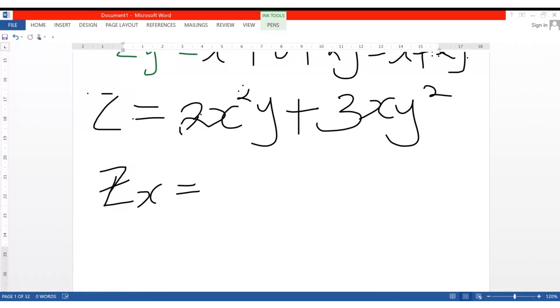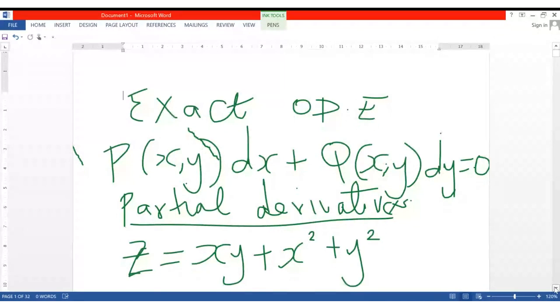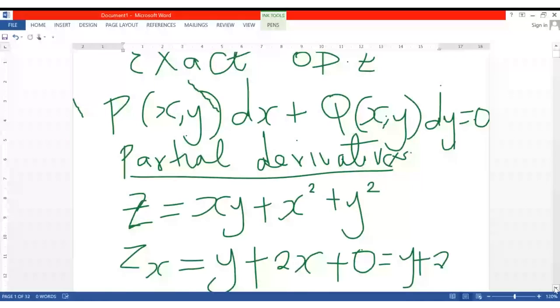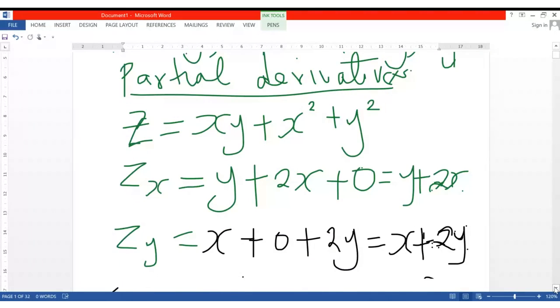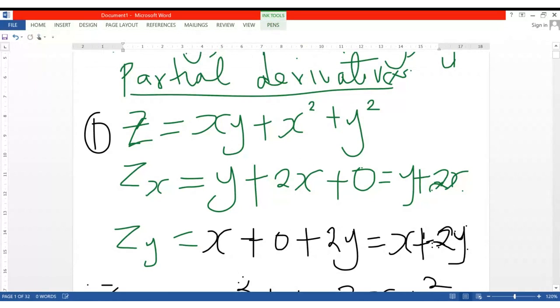Okay, let me recap. An exact differential equation is of that form: P(x,y) dx plus Q(x,y) dy is equal to 0, where P and Q are functions of x and y, or they can be just functions of y or x. Then I went to the partial derivatives that we did in calculus. If I give you z equal to that, and I tell you to differentiate in terms of x, basically zx, we are differentiating in terms of x, assuming that y is a constant.